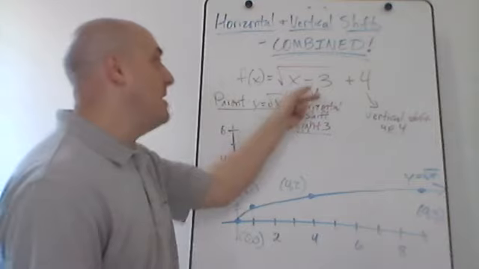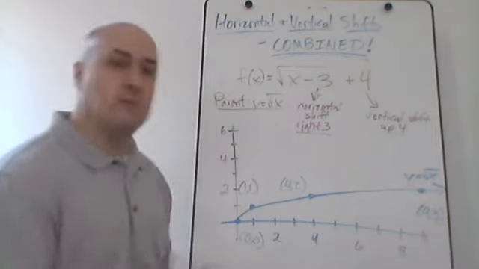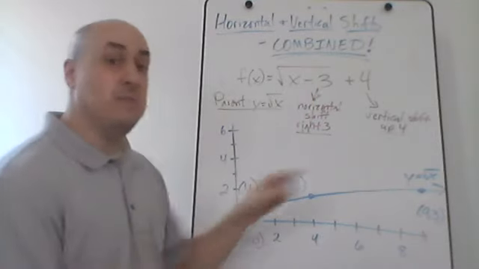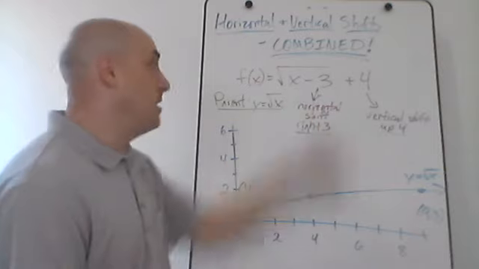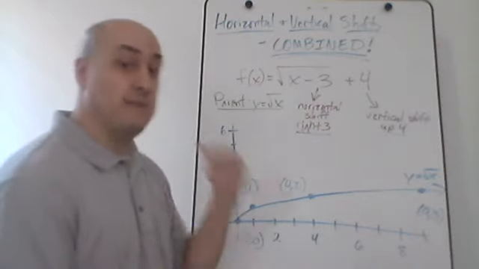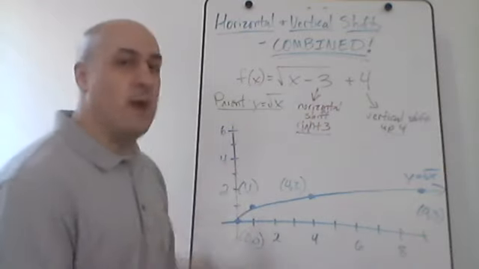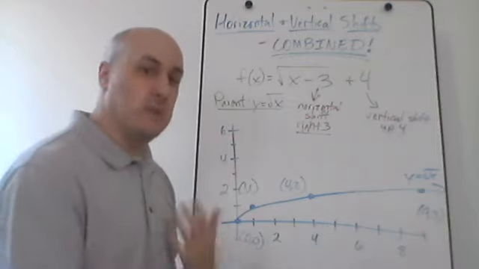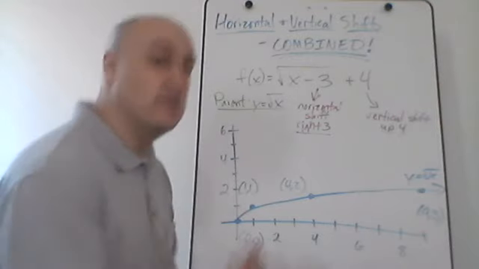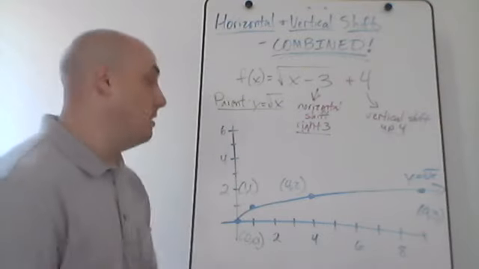Right? The ones that happen inside the parent function don't really make sense, right? -3 actually means move to the right 3. If it was +7, that would mean move to the left 7, right? But again, if you understand why that is, like, it does make sense when you understand why that rule is what it is, and I'll get into that on the video I did on horizontal shift.